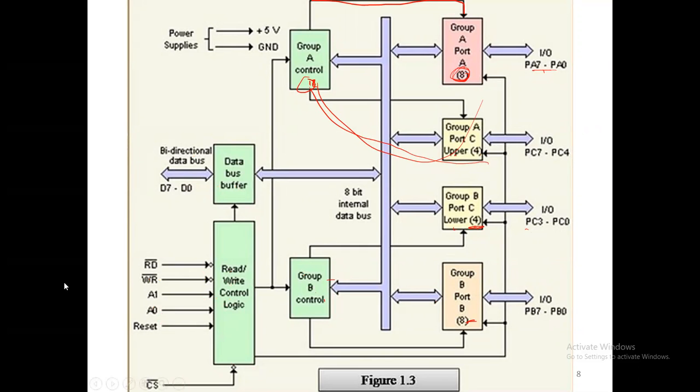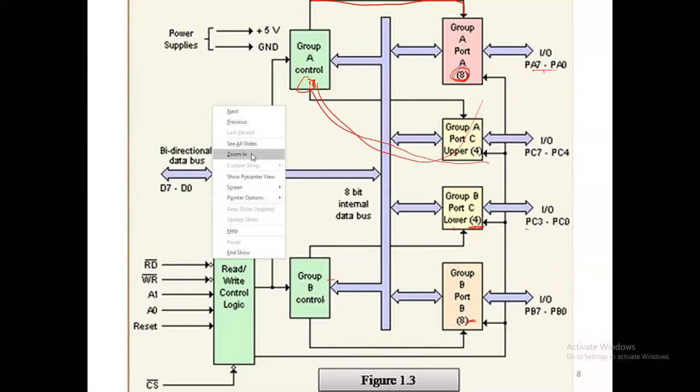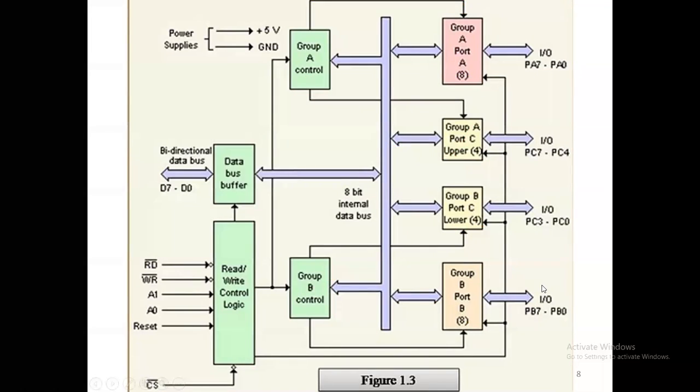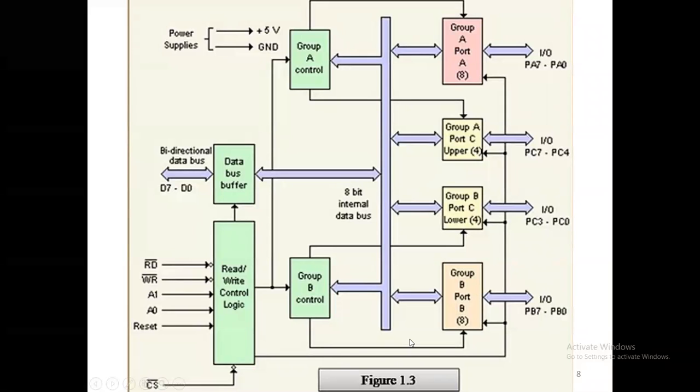Draw all of this. Please draw it in your notebook. At first draw this, and I'll come after 5 minutes. Just draw this.